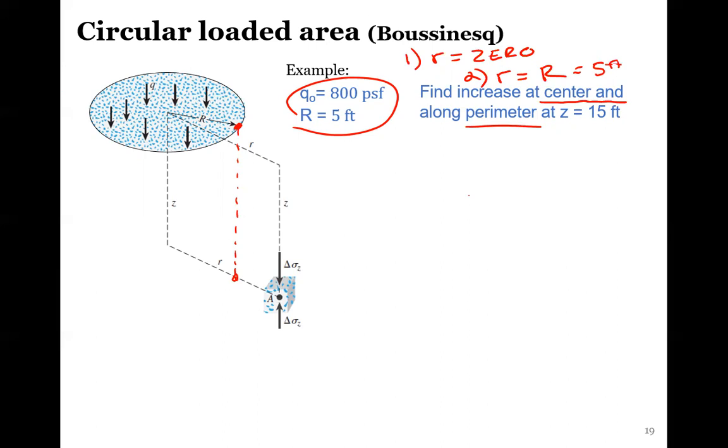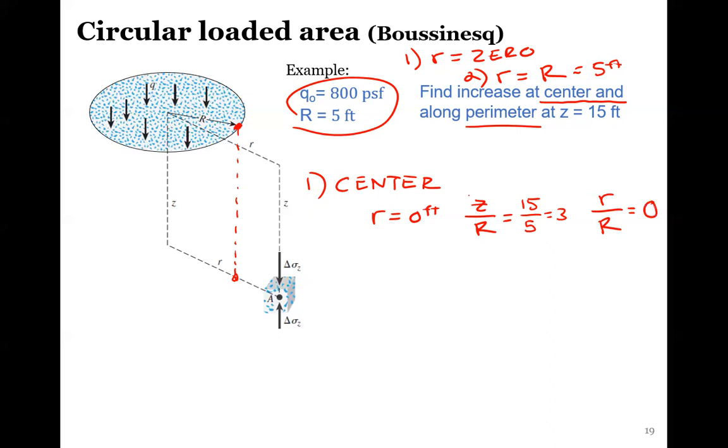Okay, so what we care about here, let's look at our center. So our first case, our center. This means our lowercase r is 0 feet. And so this is our z divided by r. Our uppercase R is 5 feet. Sorry, 15 feet divided by 5, which is equal to 3. And then our lowercase r divided by our uppercase R is 0, since it's 0 divided by a number. So that's the first case that we care about.